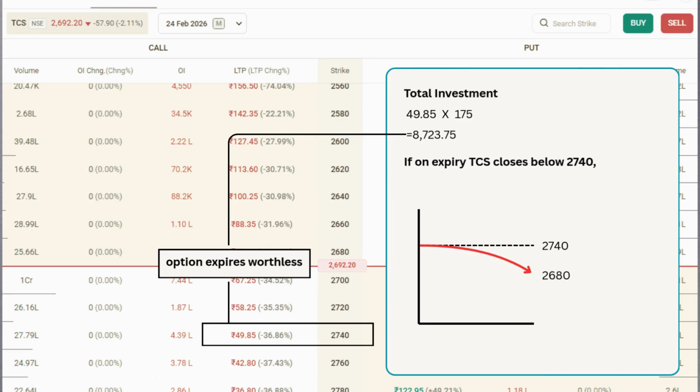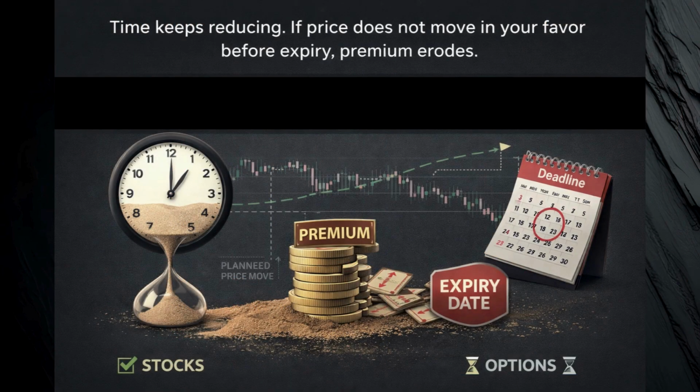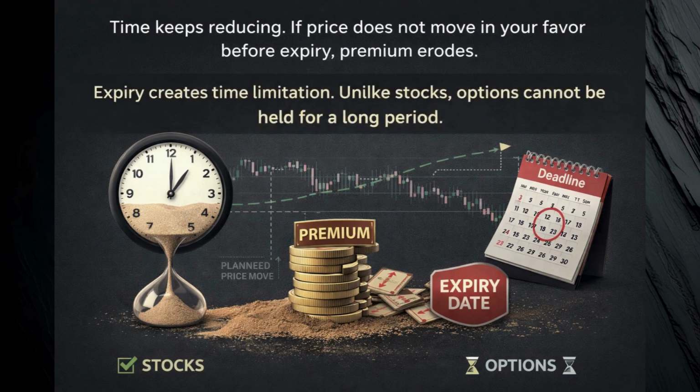That is why options are called wasting assets. Time keeps reducing. If price does not move in your favor before expiry, premium erodes. Expiry creates time limitation. Unlike stocks, options cannot be held for long period.